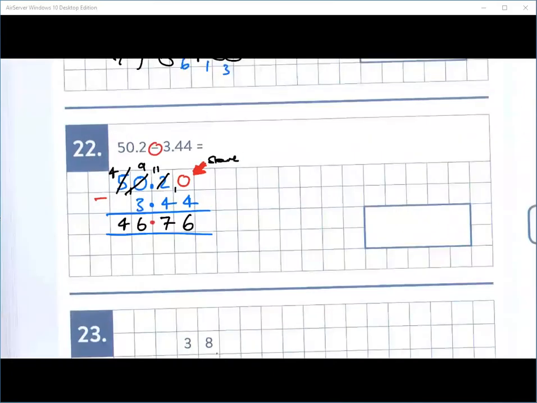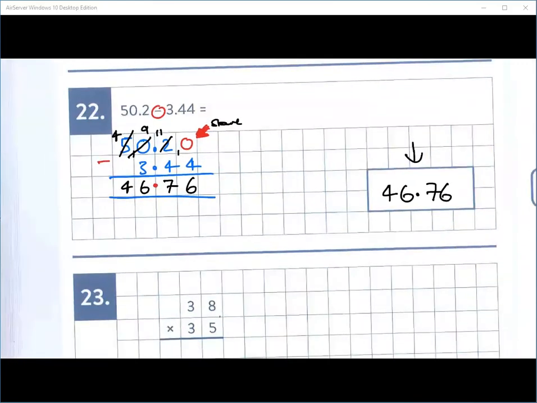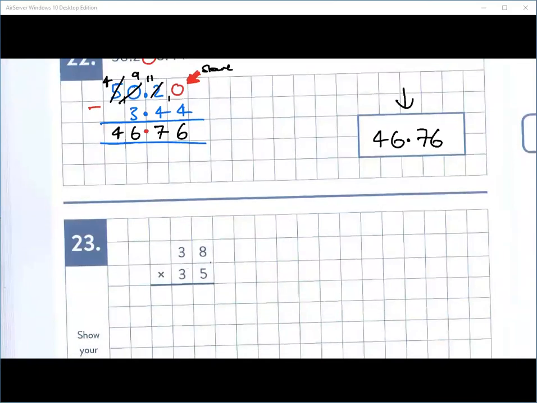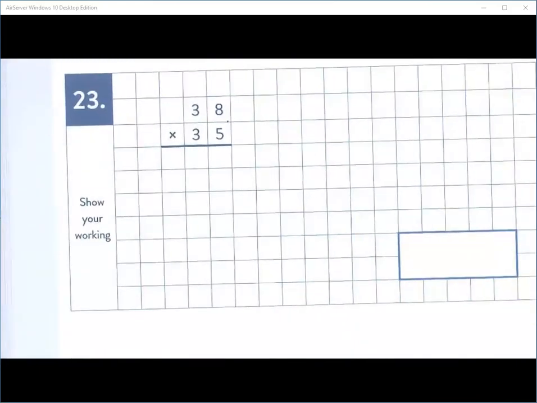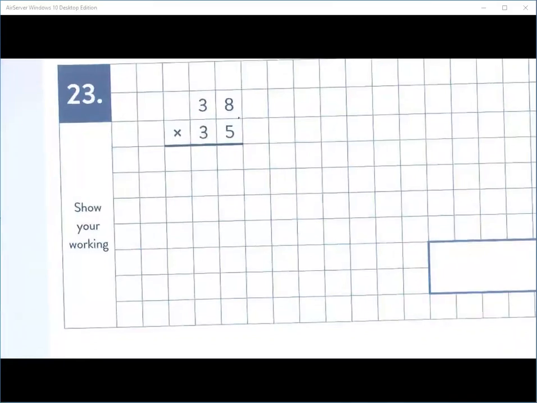Okay. What do we write in the box? 46.76. Do we miss any digits? No. Okay, question number 23. Everybody should be an expert on long multiplication by now, but we'll do that question.